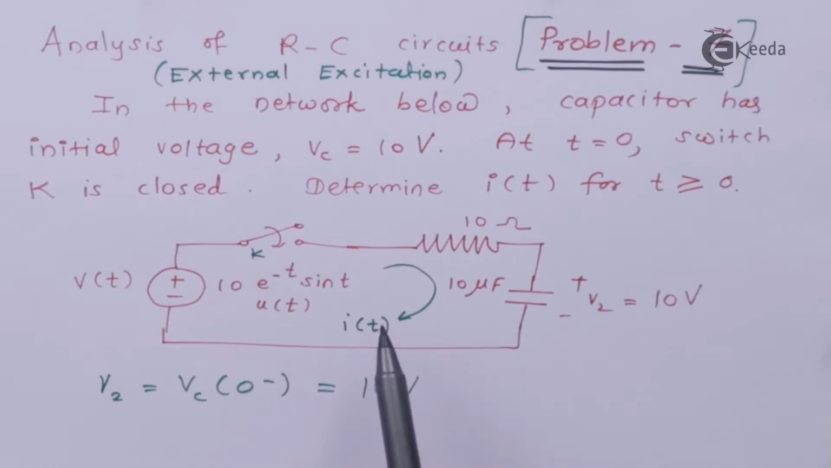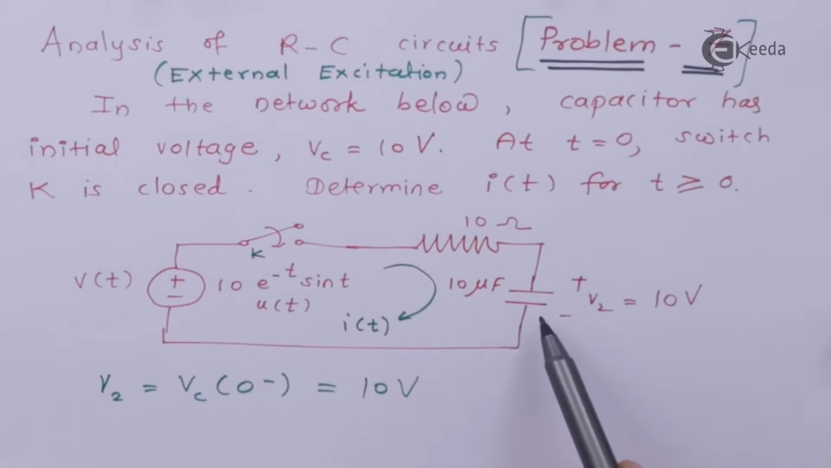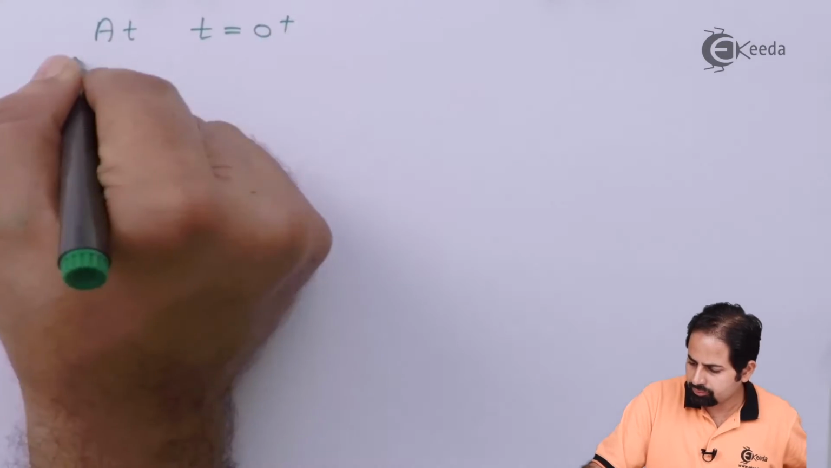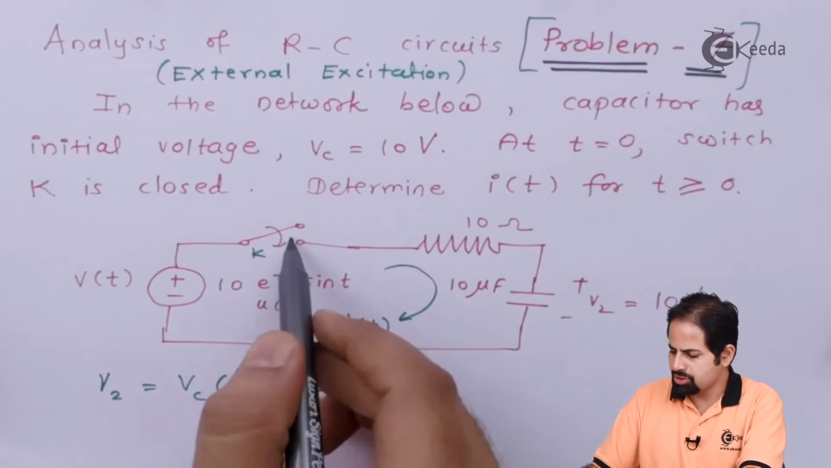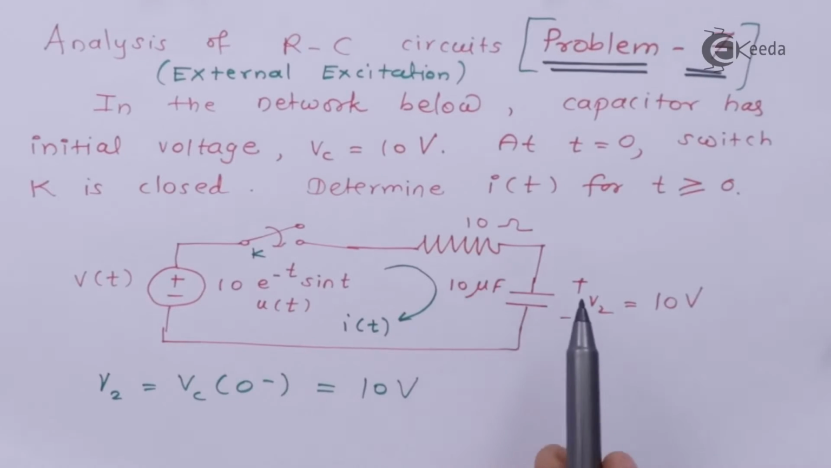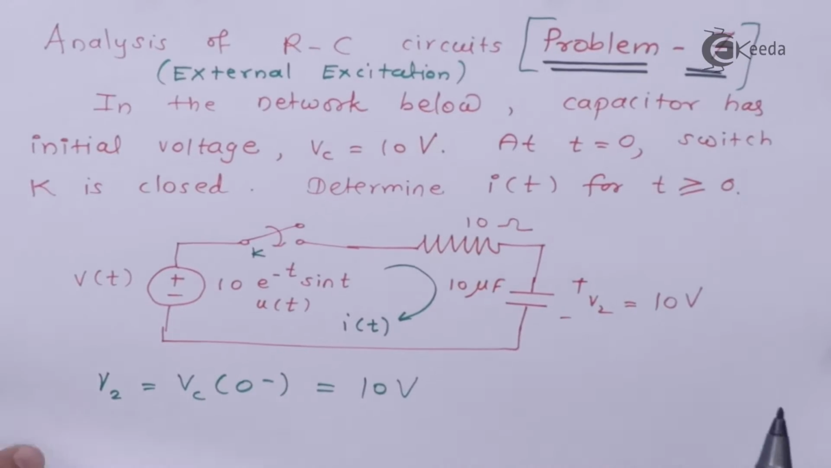Now I will apply KVL to this circuit at t equal to 0 plus. 0 plus means just as the switch is closed, and I know that when this switch is just closed, this capacitor will act as a voltage source. So at t equal to 0 plus, this switch is going to get closed, this source will be active, this resistance will be there of course, and the capacitor is to be replaced by a voltage source of 10 volt.